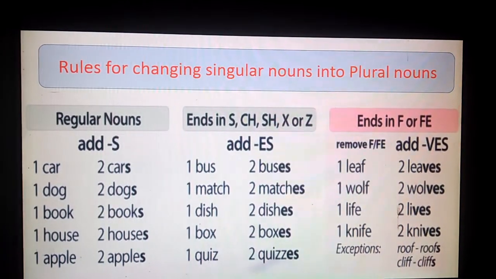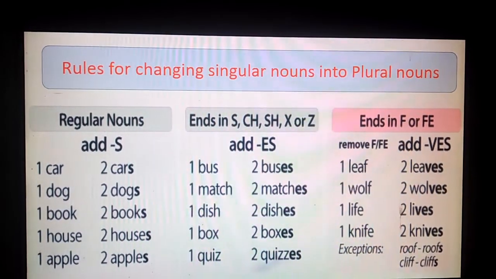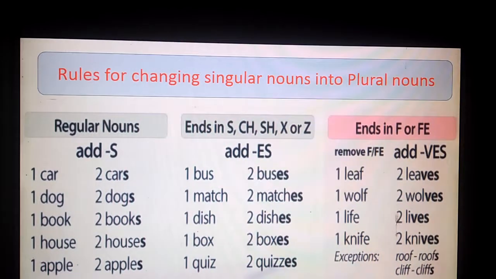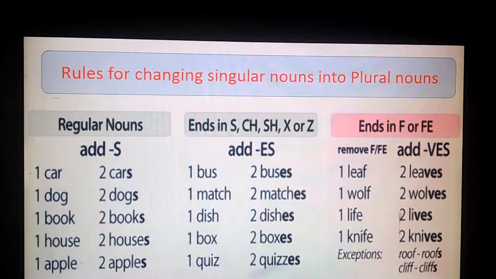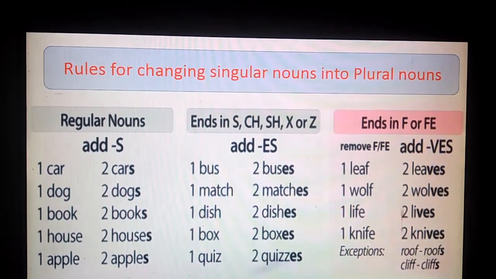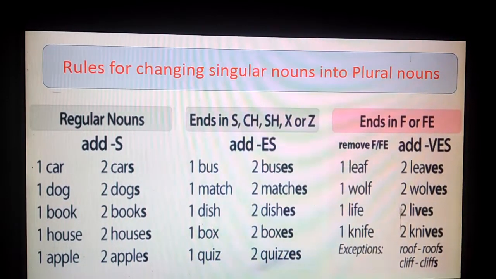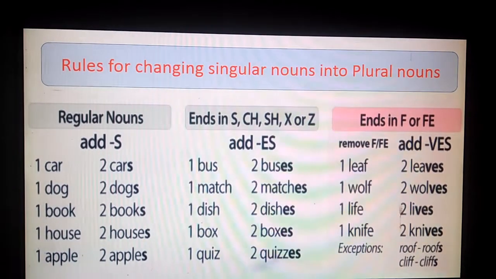Rule number 3. The noun which ends in f or fe. So what we have to do? We have to remove f or fe and we have to add ves. See, in the first rule we have added s, in the second rule we have added es, in the third rule we are going to add ves.